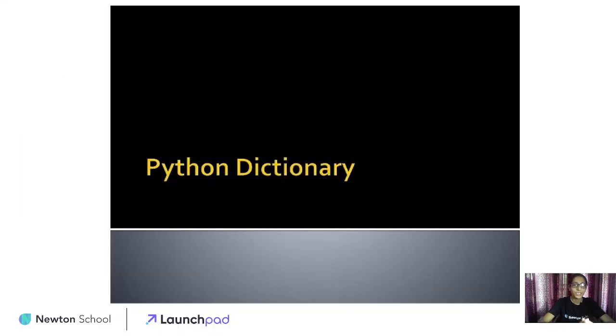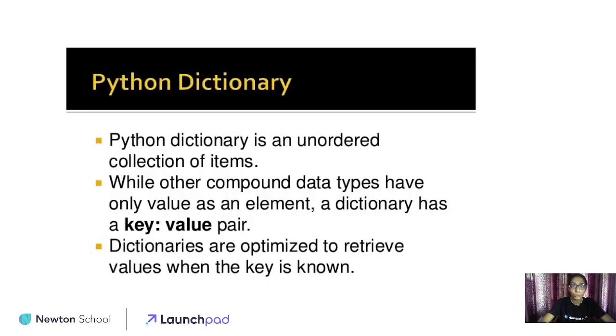So now we're going to study what a dictionary is in Python. A dictionary in Python is an unordered collection of items, whereas a list is an ordered collection. Creating a dictionary simply means placing items in curly brackets, separated by commas.